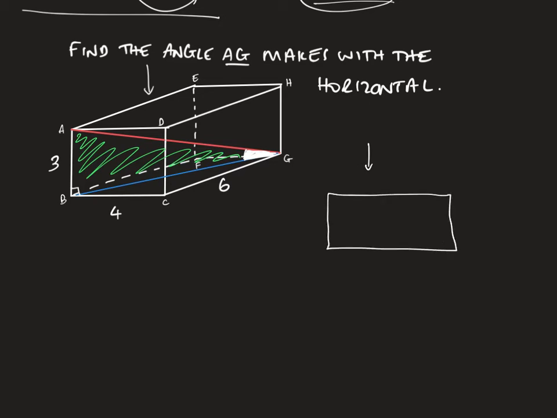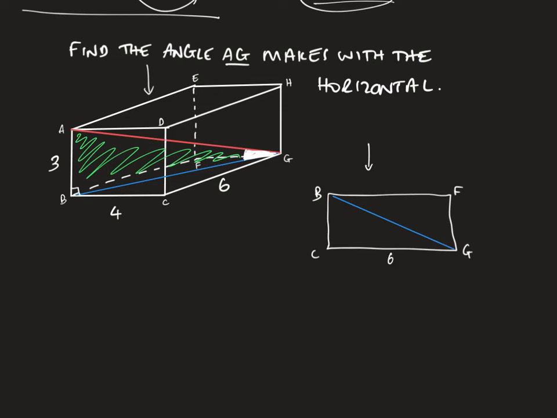So if we actually look from above, and say that this is our B, and this is our C, and this is our F, and this is our G. So I'm looking directly above. What I'm looking for is that blue line there. So I'm going from B to G, finding that line BG. So what I do is this.